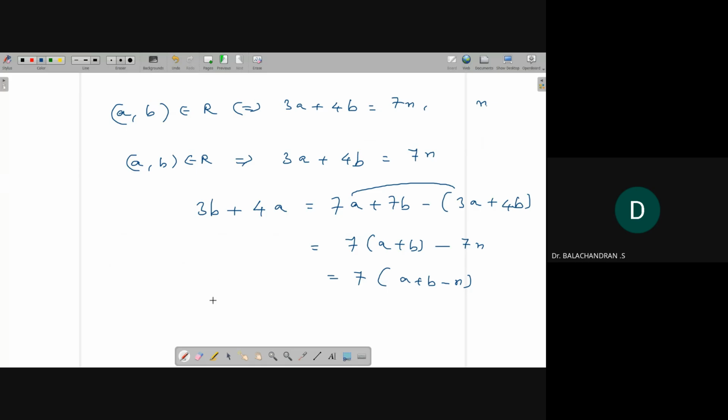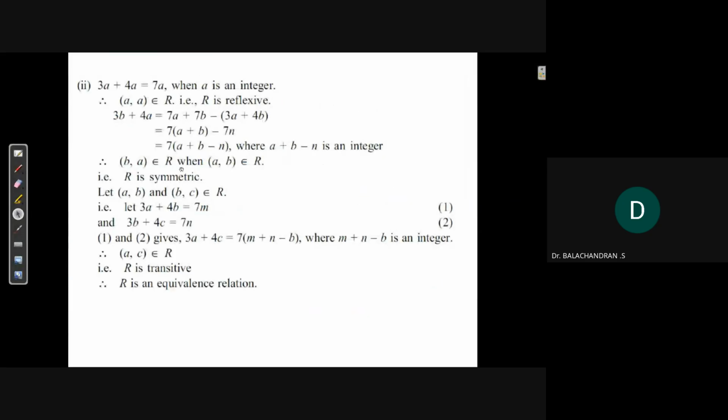So this implies we can say that B comma A is also related, and hence it is symmetric. So the last one, transitive. Let A comma B in R and B comma C in R. I should prove A comma C in R.